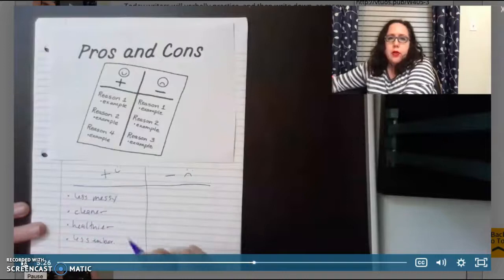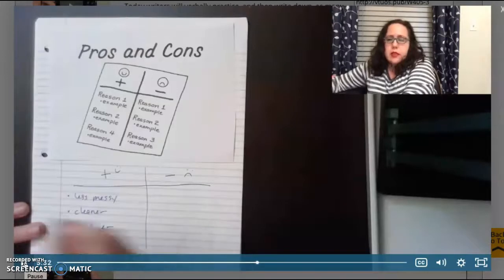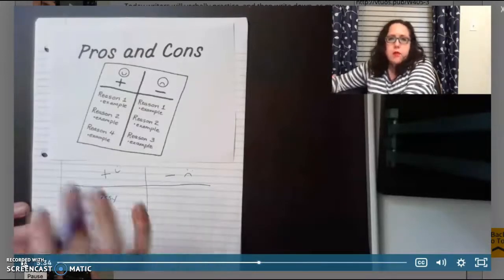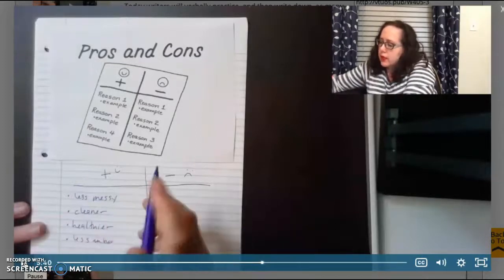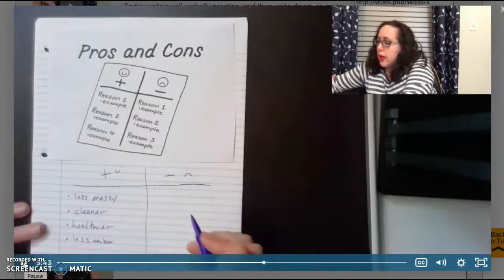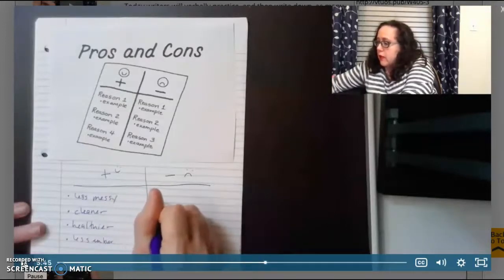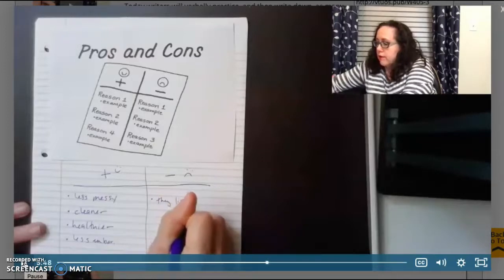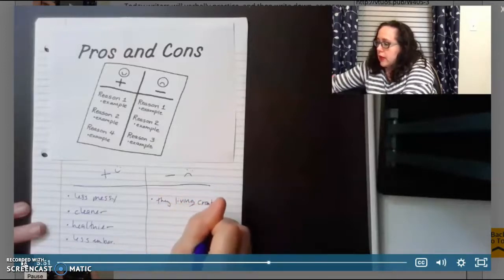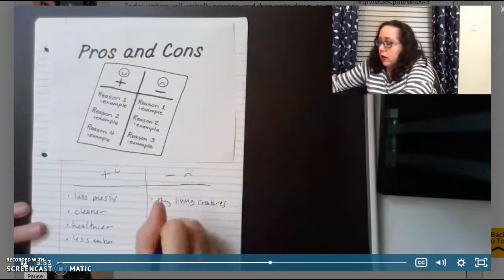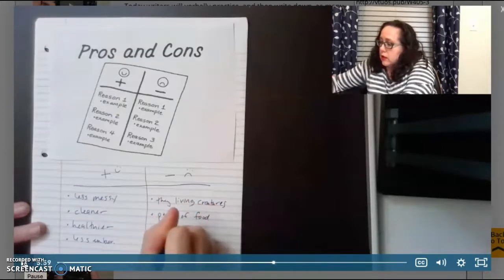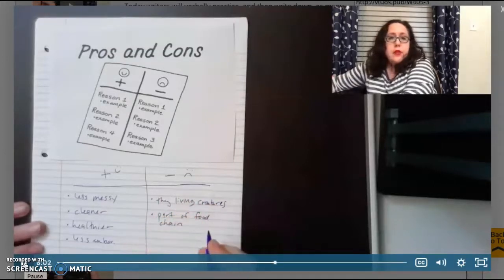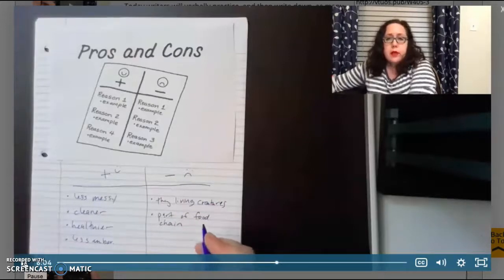Now I want you to notice as I'm going through all this, I'm a little bit fast. My handwriting isn't the neatest. That's because I'm still generating ideas. I'm more focused on my ideas than I am on the other stuff. I will work on the other stuff, but not at this point. So now I'm going to go into the minuses of getting rid of cockroaches. Well, they are living creatures, right? And so we should respect them. They are part of the food chain. So now I'm starting to think about the negatives of getting rid of cockroaches.